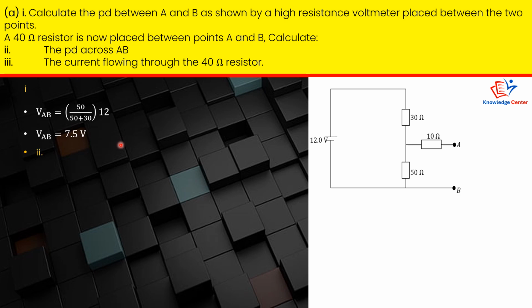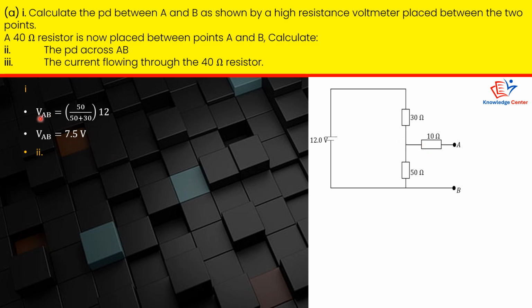So when I do that, you realize that VAB is simply 7.5 volt. Please, that's not VAB, please. That is the voltage across the 50 ohm resistor. But in this particular case, the voltage across the 50 ohm resistor definitely just becomes VAB because no current flows through this guy. So yeah, there was no error.